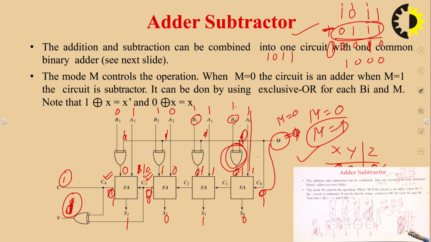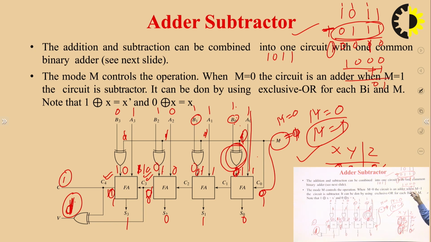0 became 1 and 1 became 0. So this 1 became 0 over here, this 1 became 0 over here, this 1 became 0 over here, and this 0 became 1 over here, as we can see. Now this is the first complement. For generating the second complement, we have to add 1.